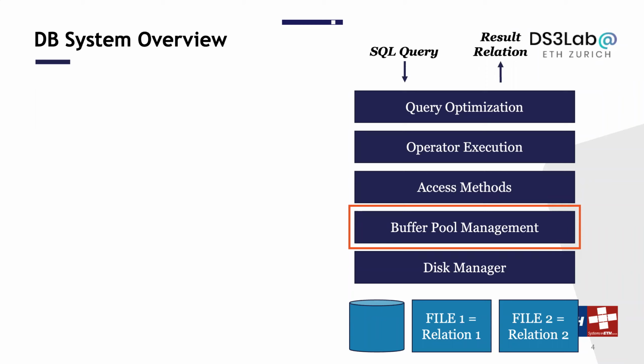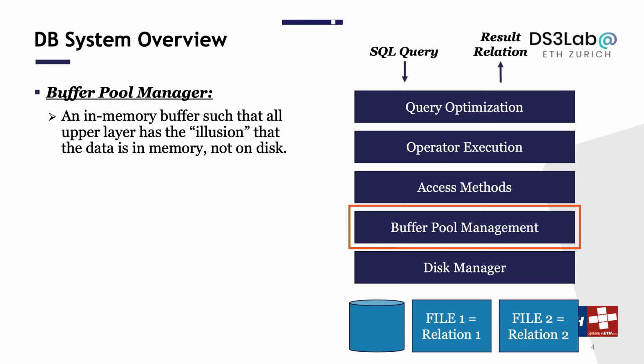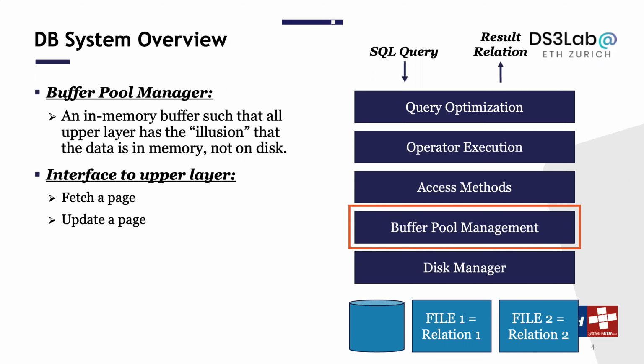Because your information is actually stored on the hard drive, but we want to give all other layers an illusion that the data is in memory, not on the hard drive. So what's going to happen is the buffer pool manager is going to deal with operations like fetching a page, or updating a page, or flushing a page back to the hard drive for you. And that's the interface that is provided to all the upper layers.